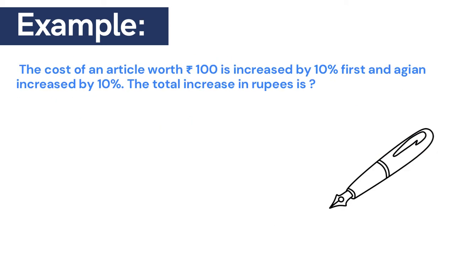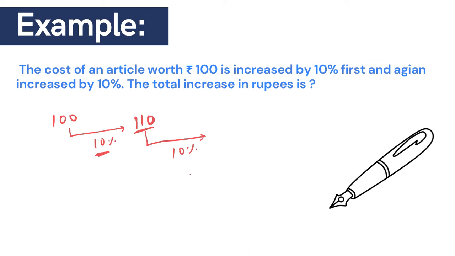Let's see one more example. This example is saying the cost of an article worth 100 rupees is increased by 10% first, and again increased by 10%. So the total increase in rupees is, right? With the traditional method you can do this one also. Like first it is 100, so this is increased by 10%. So now its value becomes 110. Why? Because the 10% of 100 is 10, and it is increased, so I add 100 plus 10, so it became 110. Then after it is saying it's again increased 10%.